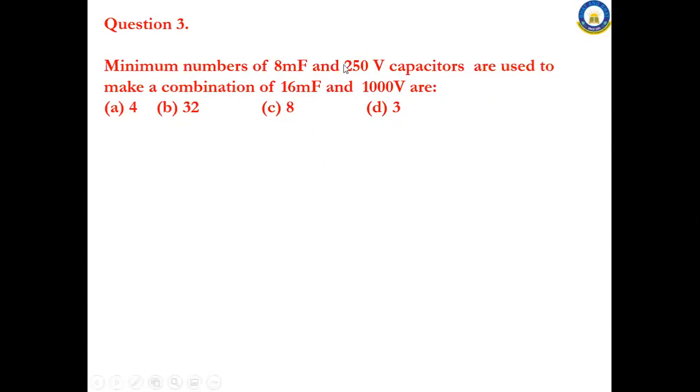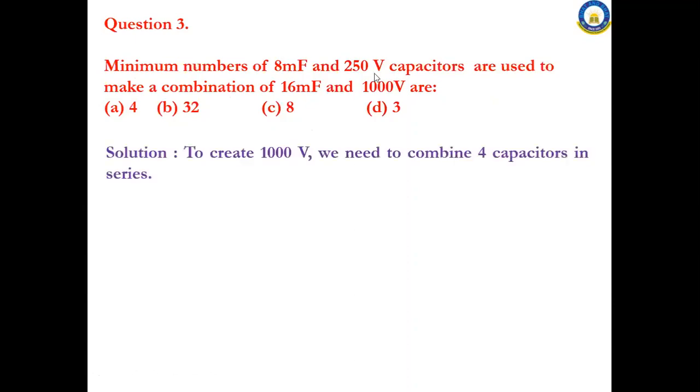So what you have to do is first take the voltage rating values. 250 volts voltage rating is there for each capacitor. To get 1000 volts, we need 4 capacitors of 250 volts. So to create 1000 volts we need to combine 4 capacitors in series, 4 capacitors of 250 volts in series.